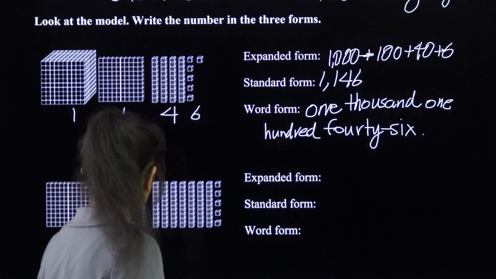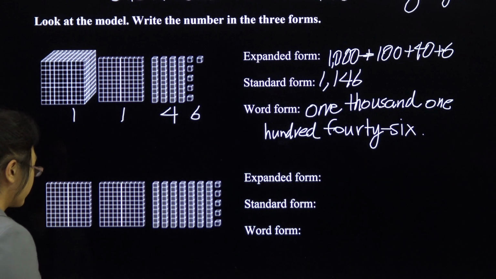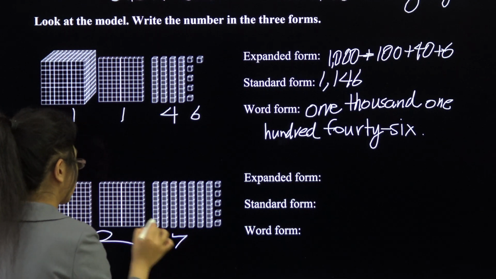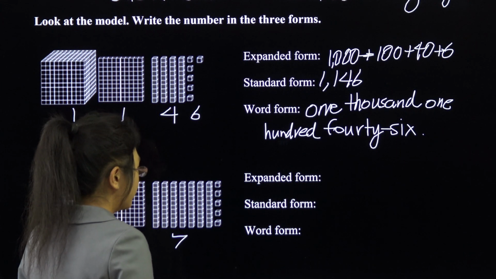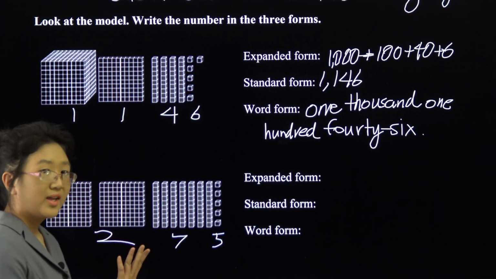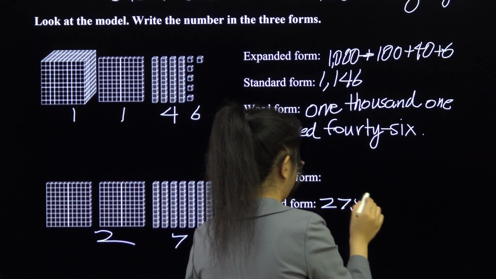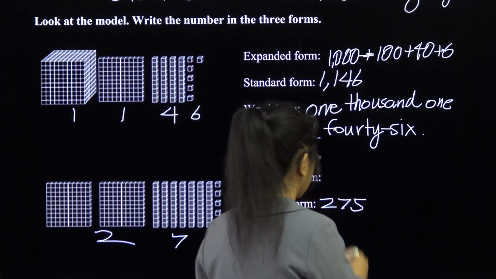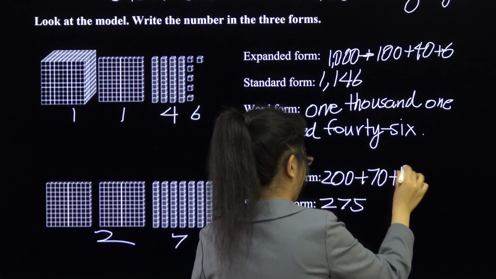We continue to the next problem. There's no thousands cube, so there's nothing in the thousands place. But there's 2 hundred blocks, 7 tens blocks, well, not cubes anymore, blocks, let's just call them, and 5 ones unit cubes. We get the standard form 275. And the expanded form will not have 1,000 because, well, there isn't 1,000. It'd just be 200 plus 70 plus 5.